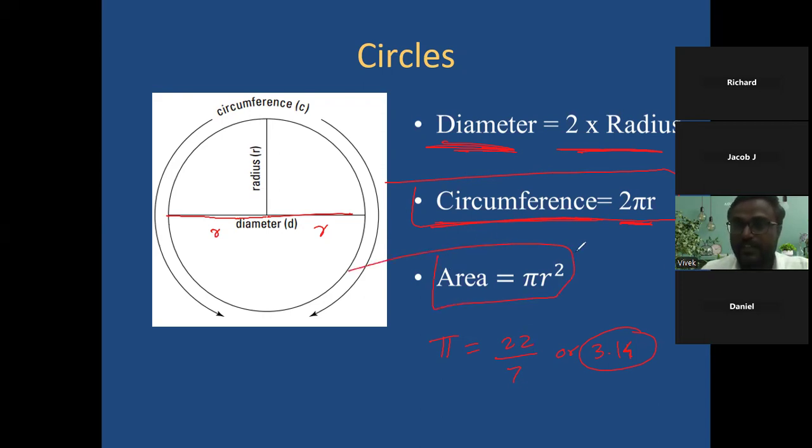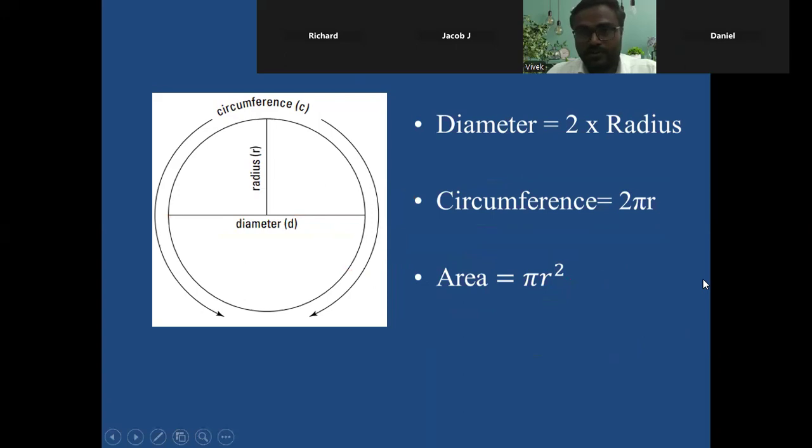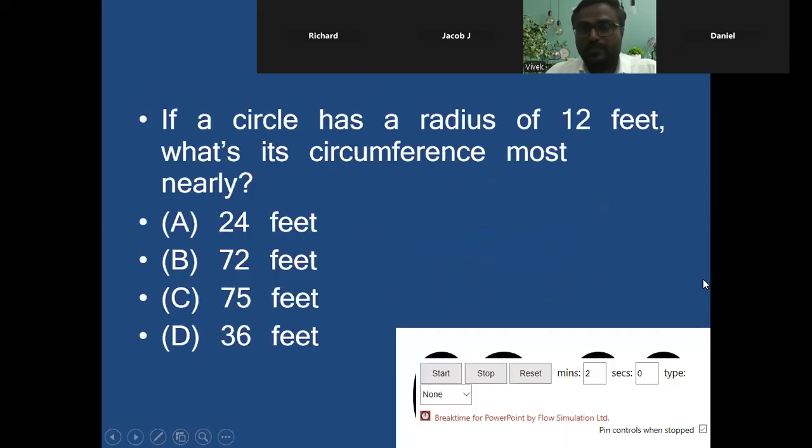The area of the circle is equal to pi r square. So it's nothing but pi times r square, which is r times r. So with that knowledge, let's move on. Yep. So let me solve two questions for you, and then you guys will be solving three questions on your own. So let's start solving them.